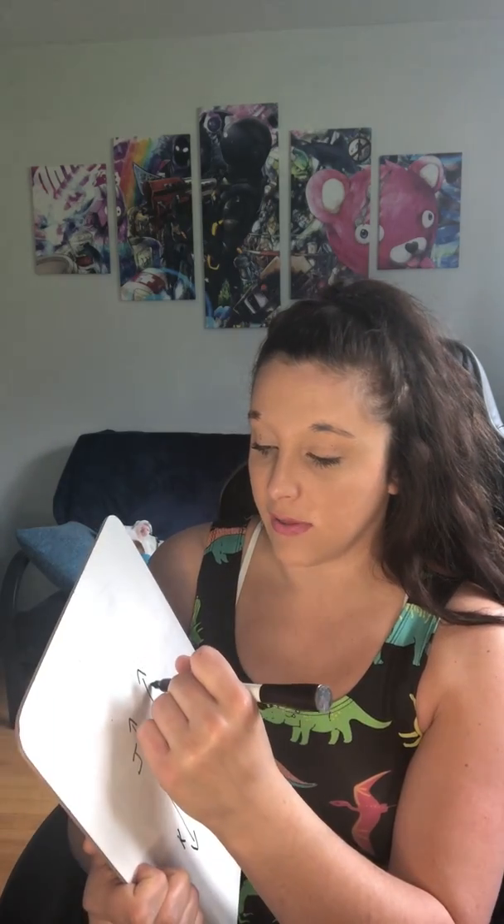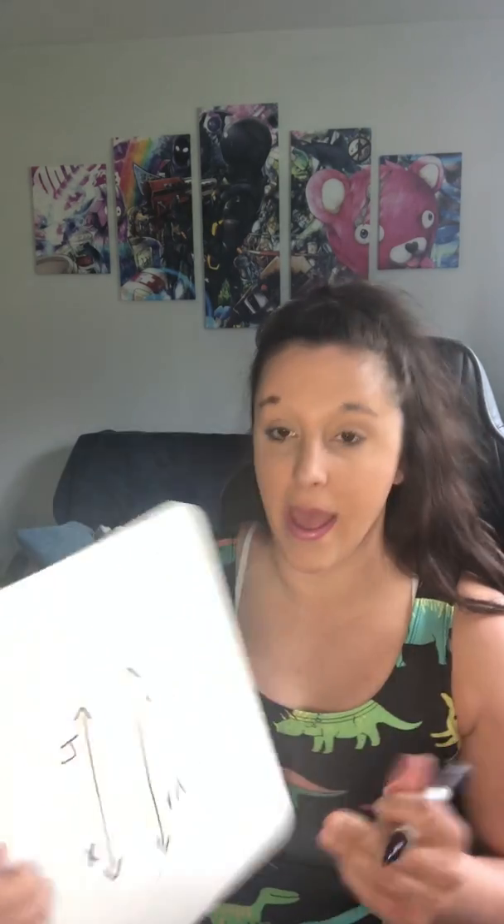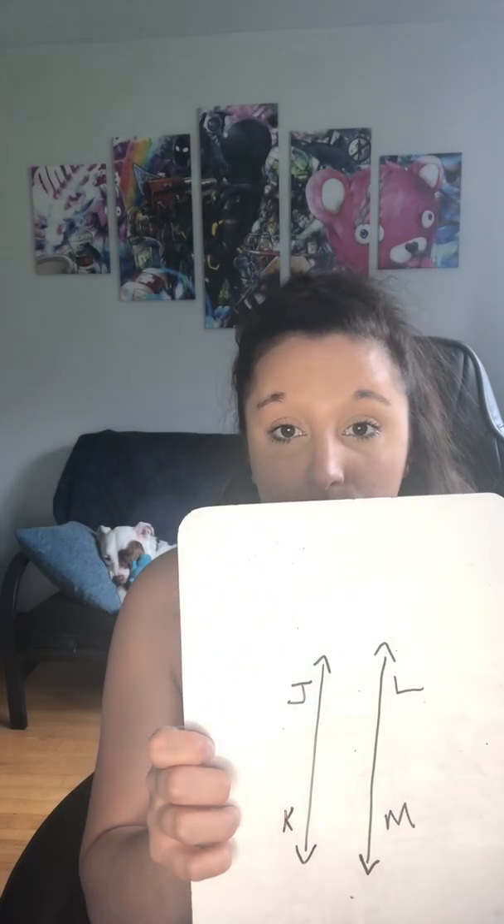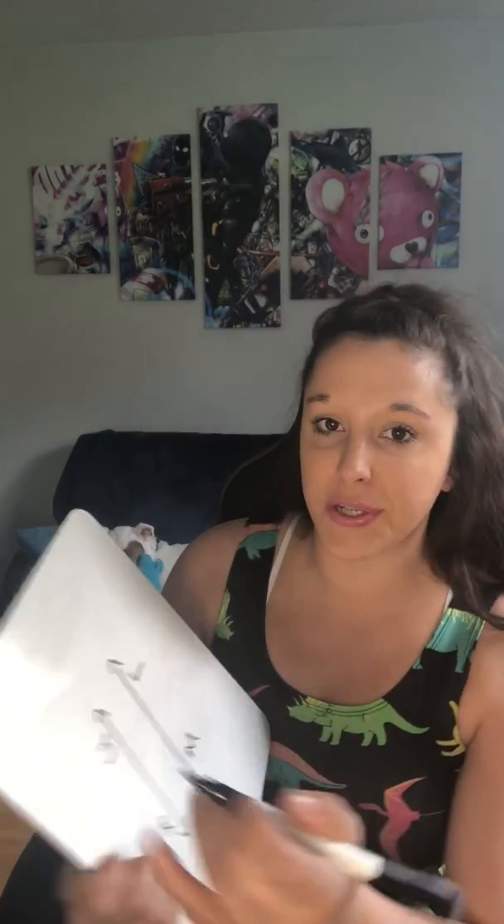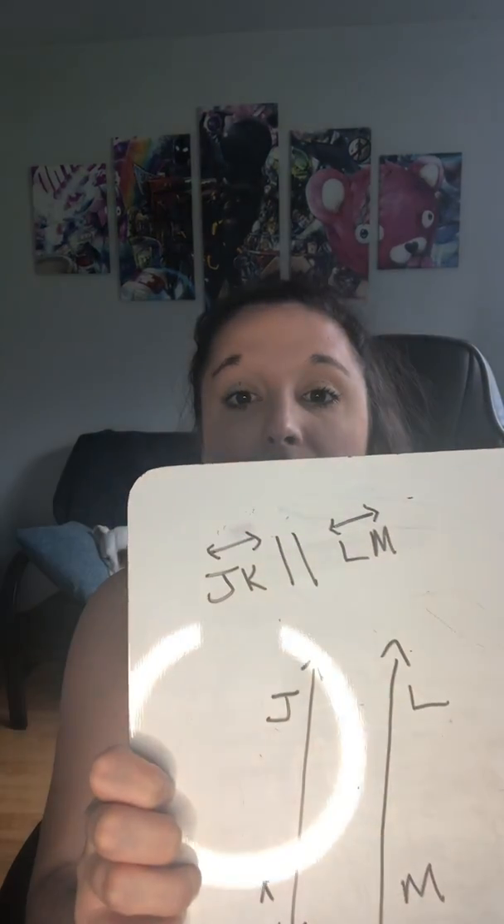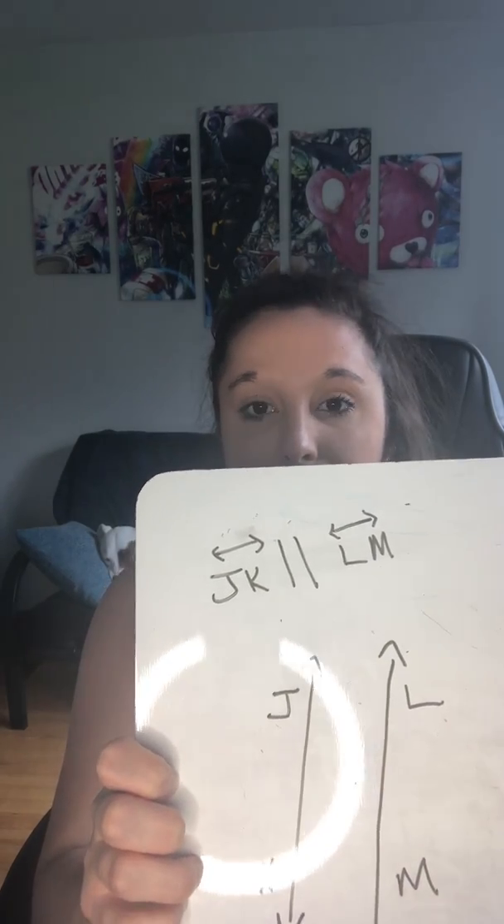And let's say this is line JK and this is line LM. To label them correctly, saying that they are parallel, here is what you're going to do. You're going to write line JK is parallel to line LM. There we go. That is how you would write that it's parallel.